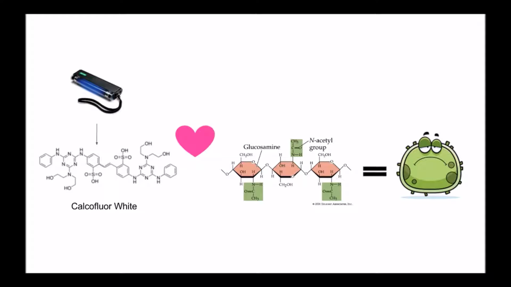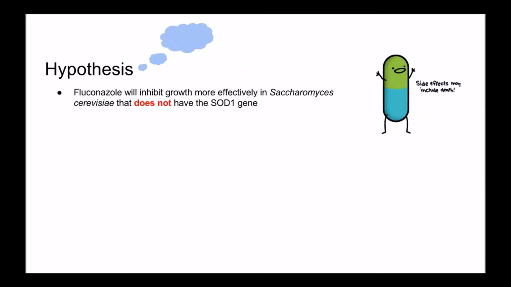As SOD1 is downregulated in response to fluconazole, the deposition of chitin is expected to increase as a means to increase the integrity of the cell wall, thereby enhancing survivability to fluconazole. We took this knowledge and applied it to our three hypotheses. Firstly, fluconazole will inhibit growth more effectively in Saccharomyces cerevisiae that does not have the SOD1 gene.